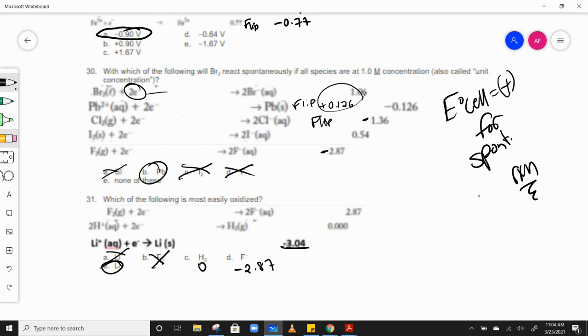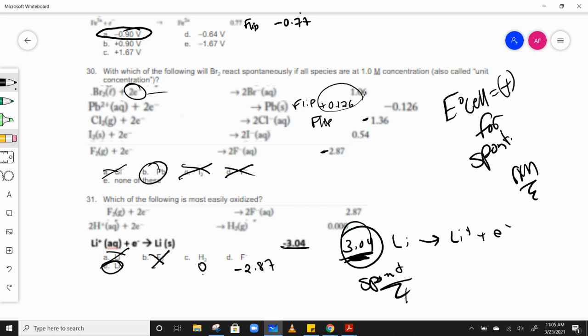31 is E. So you flip this one, that becomes 3.04, and that reaction is Li to Li plus plus e minus. That's positive. That means it's spontaneous, and it happens very easily. If all of them were negative, we could say H2, but it's not, so that one's spontaneous.